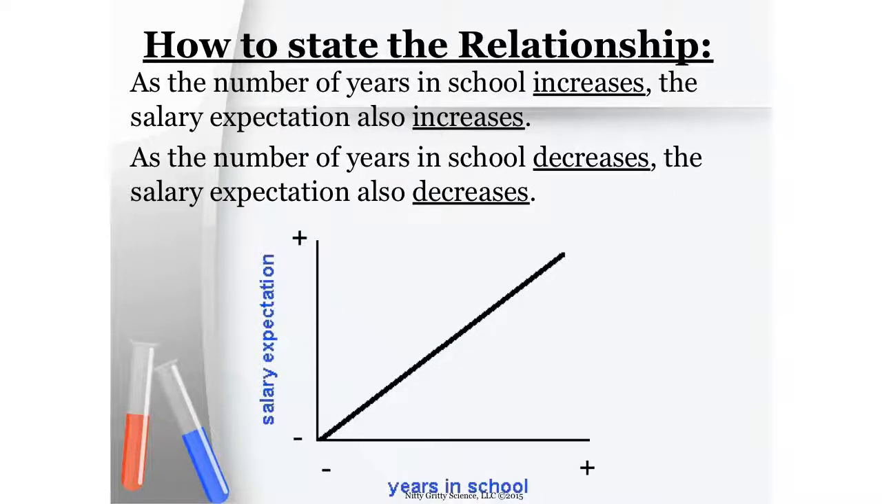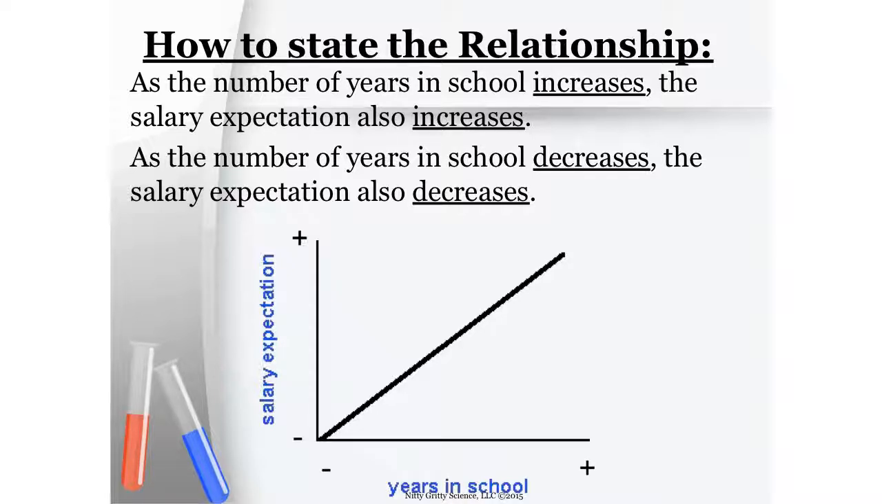Okay, so what we are going to spend time in class practicing is how to state the relationship. And this is the last thing that I'm going to talk to you about today. So the way that we state the relationship between two things in earth science is you take the thing that is on the x-axis. In this case, it's the number of years in school. And then you compare that to the thing that is on the y-axis. In this case, it's the salary expectation. In other words, this is how much money you should expect to make when you get older.